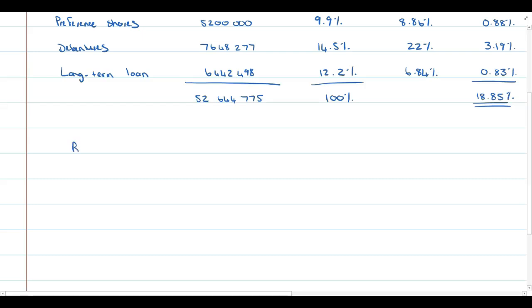So the bank overdraft is used as a form of short-term finance and is therefore excluded from the WACC calculation.